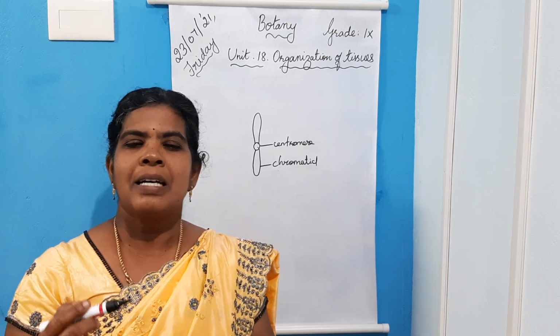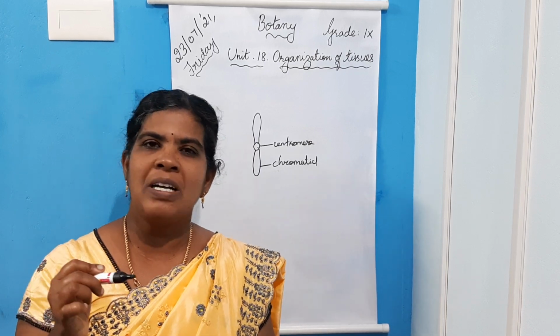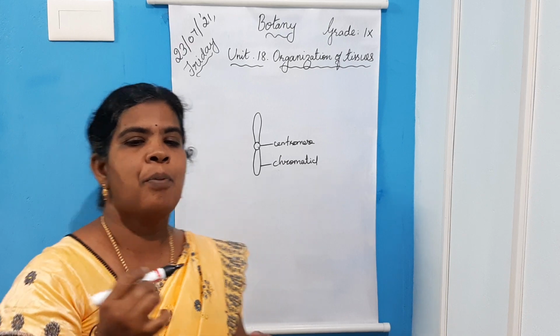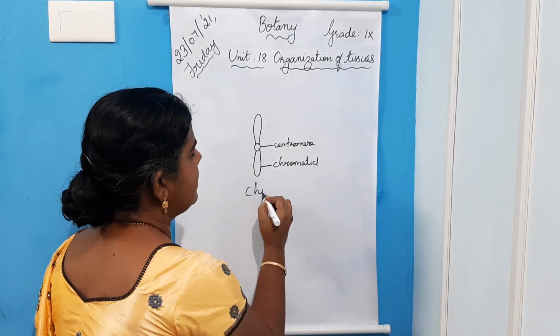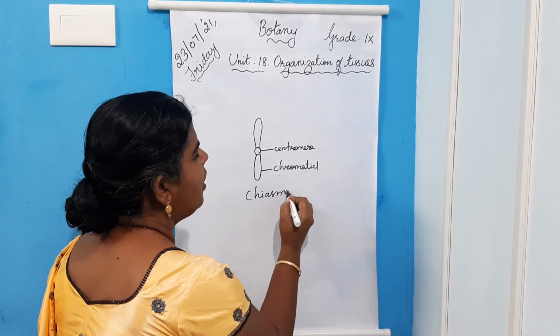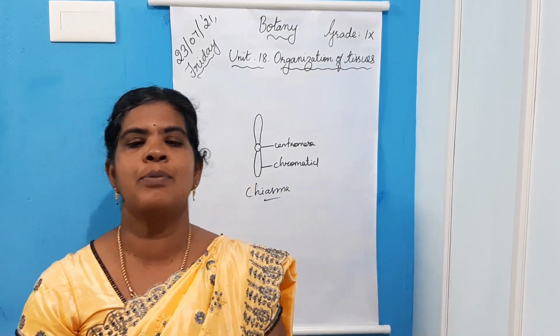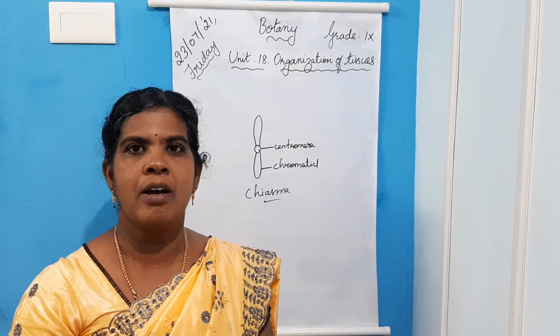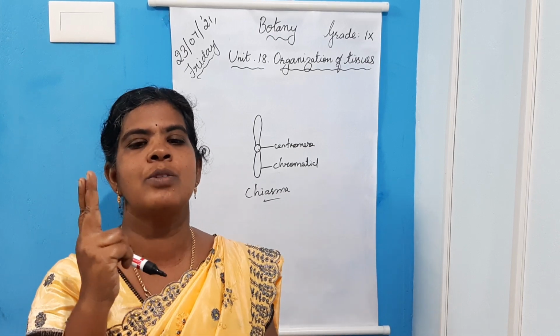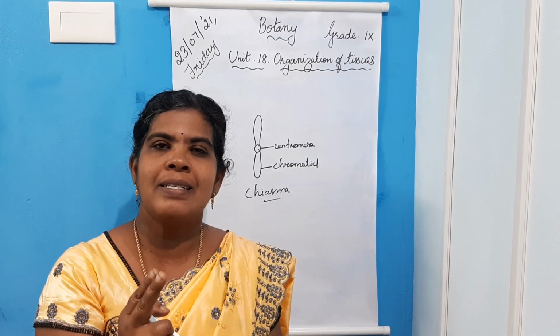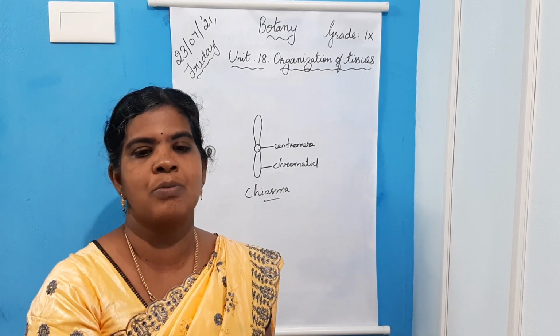You must know what is chiasma. The point of contact, chiasma: the point of contact and interchange between chromatids of two homologous chromosomes. Homologous in the sense of paired chromosomes.